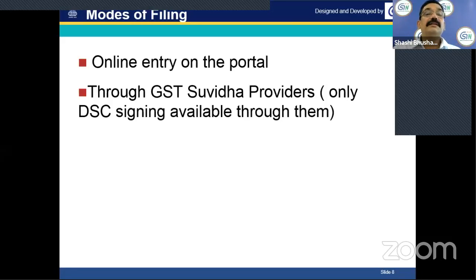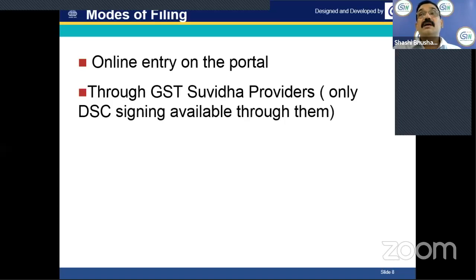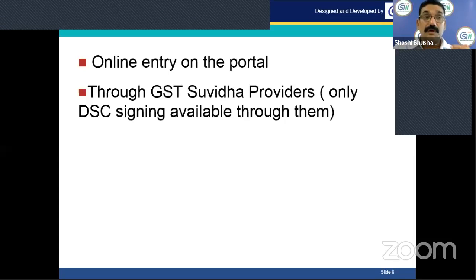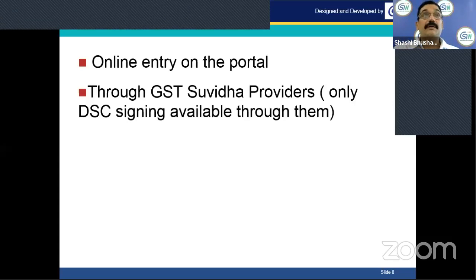Now there are two modes of filing that are presently being made available to the taxpayer. One is that they will have to come to the portal, enter the details online and make payment on the portal. Another mode that is being enabled is through GST Suvidha providers, that the GST Suvidha providers can, through API connectivity, connect to the GST system and file their return, but only DSC signing will be available for them. If the taxpayer wants to do EVC signing, then he will have to come to the portal and apply the sign on the portal if he is filing through a GST Suvidha provider.